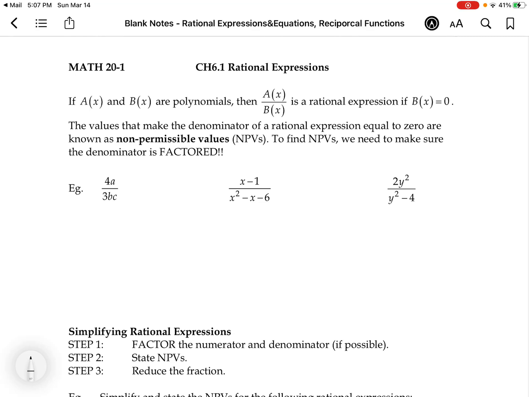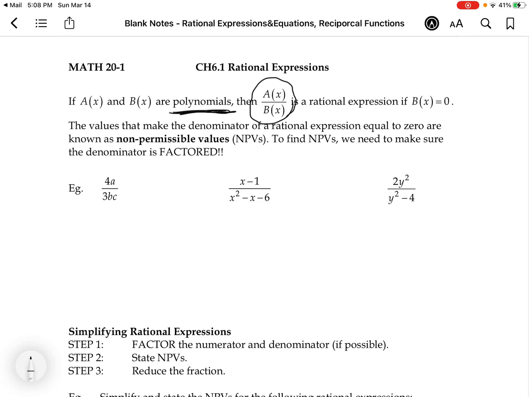Now, to get even more specific, a rational expression is a sort of algebraic expression where specifically the numerator and the denominator are both polynomials. Okay, so it's going to look like this: a of x over b of x, where both a of x and b of x are polynomial expressions. Okay, so there are 3 examples down here of rational expressions.